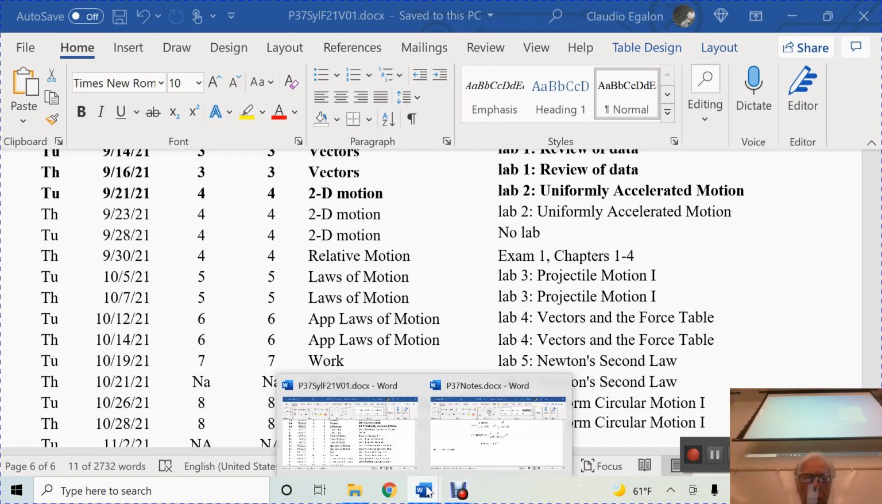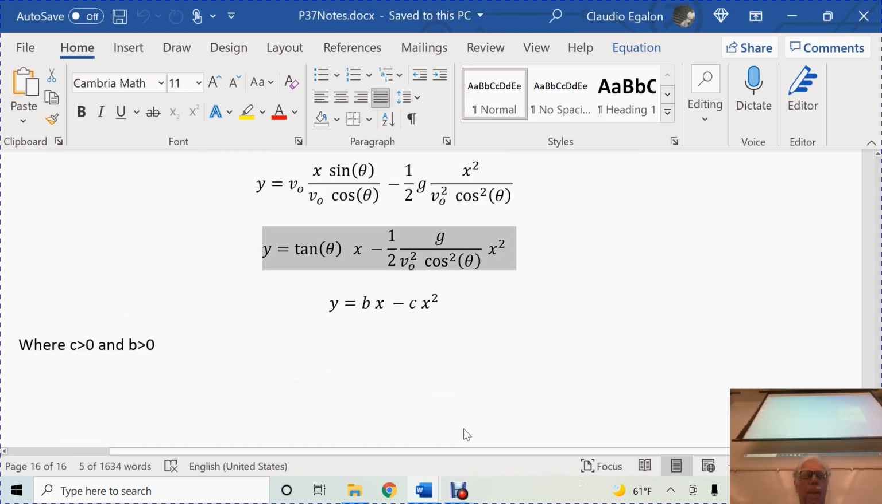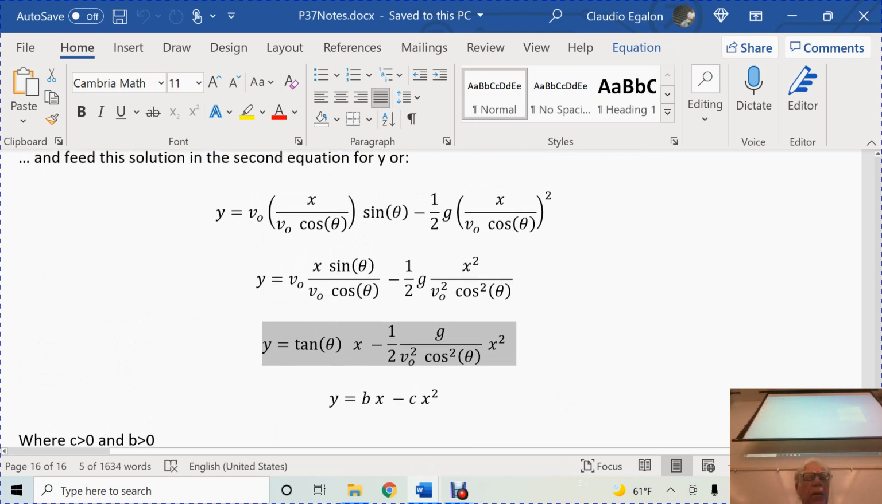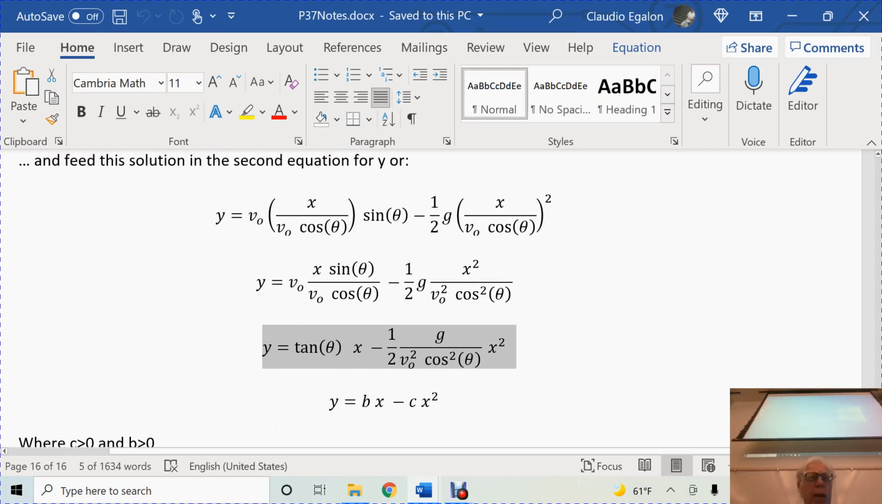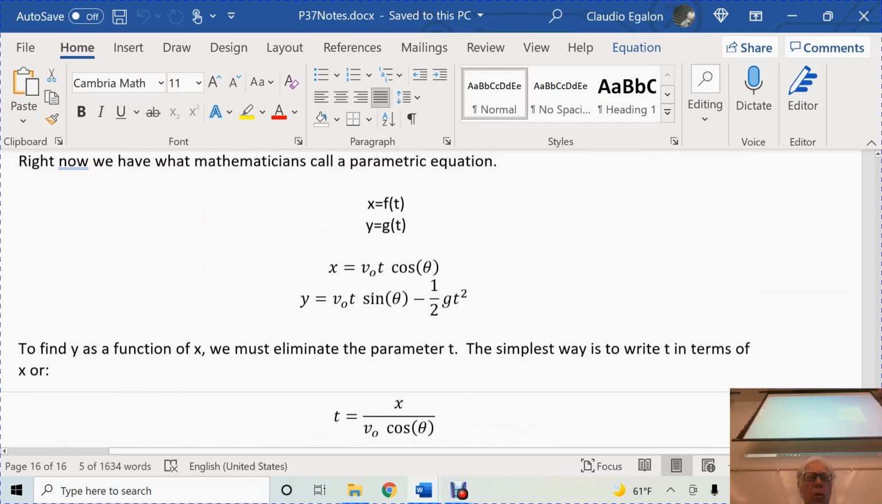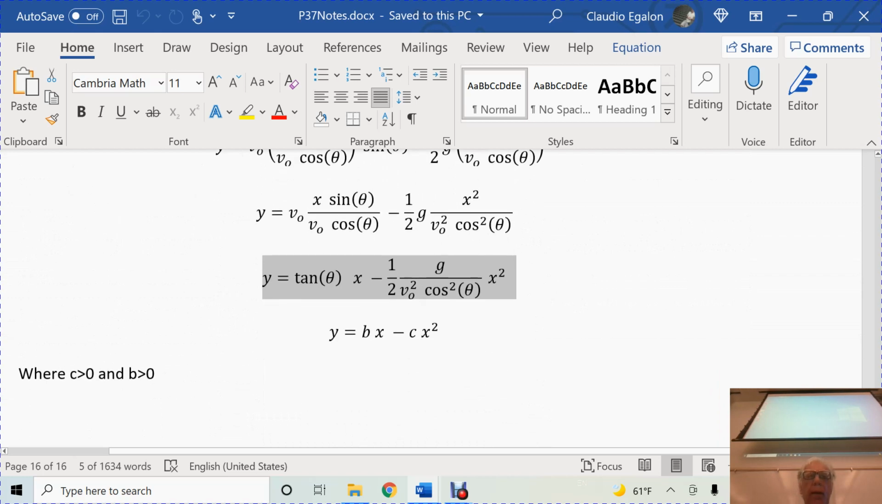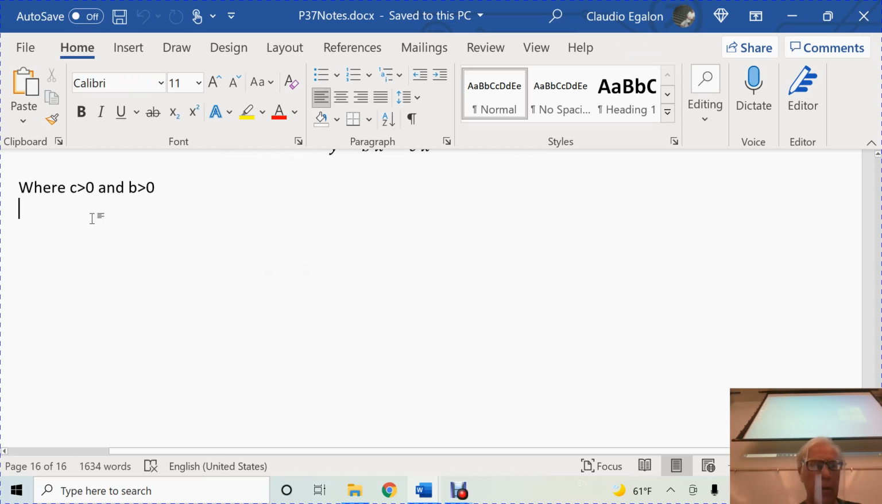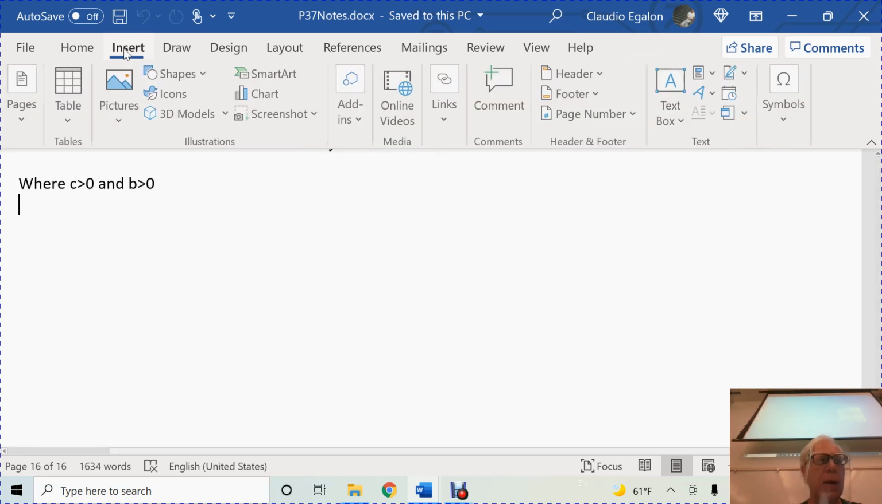Let's go to our notes. We did 4 examples for the projectile motion, and the equation showed that the path is a parabolic path. These equations do not account for air drag.